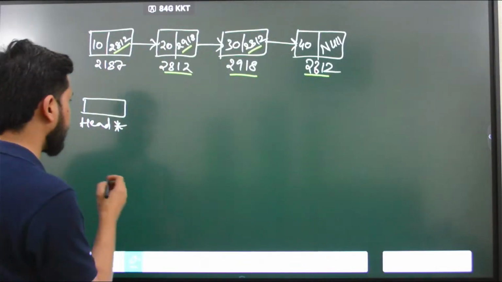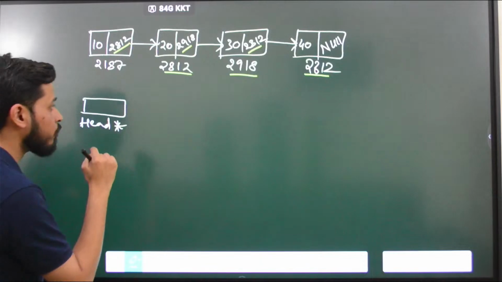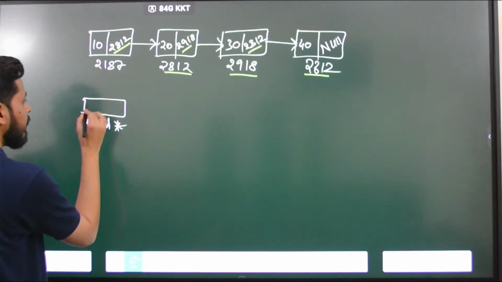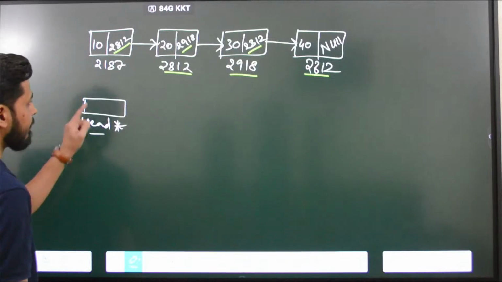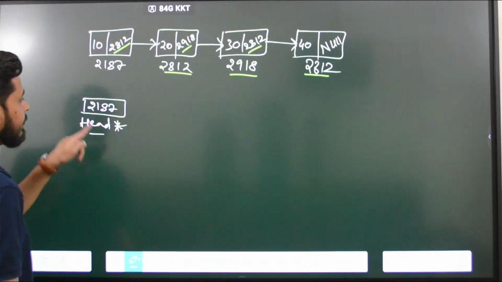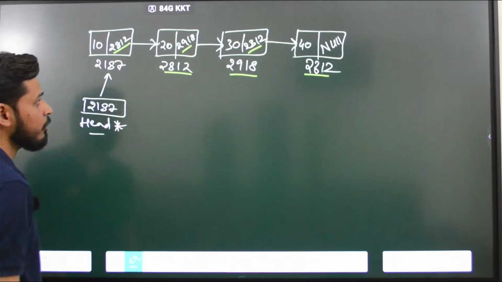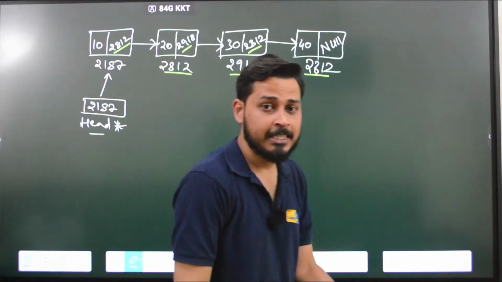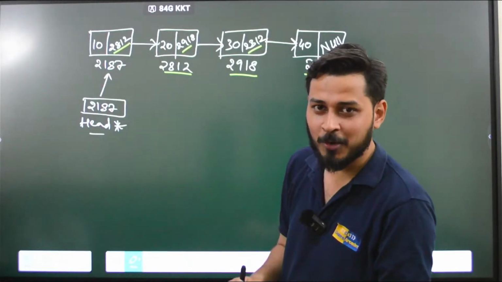Head is a pointer. A pointer always stores or points towards a particular node. That means the address will be stored here, and head means the very first thing. That means the first node's address is stored here, so 2187 is stored here. That means this head pointer points towards the first node, which tells us that that node is the first node. Are you getting my point, guys?